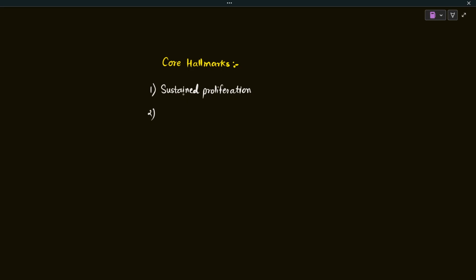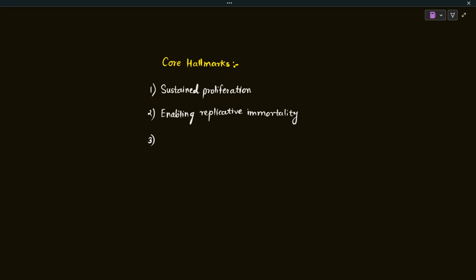The second hallmark is enabling replicative immortality. We know that cancer cells are kind of immortal cells. They need to escape programmed cell death to be immortal. So they enable certain characteristics which make them escape the apoptotic pathway. So they become immortal. This is also a hallmark of the cancer cell.